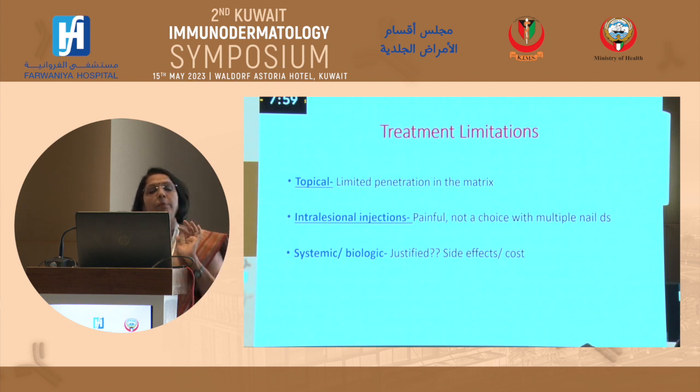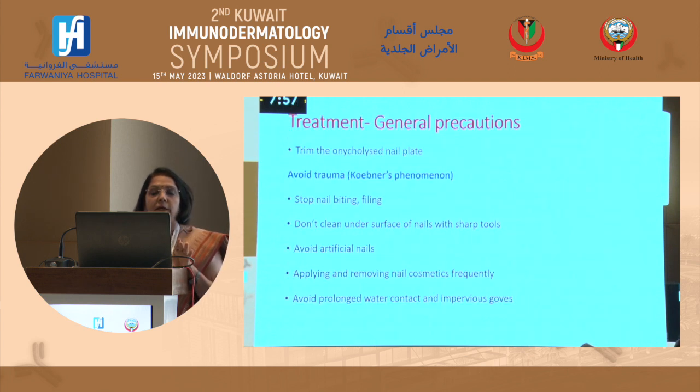So the general principles are: trim the onycholysed nail plate, and avoid Koebner's phenomenon in the form of trauma. So how can you avoid trauma? By stopping nail biting and filing, avoiding artificial nails, not using too many cosmetics or nail paint and removing them frequently, and avoiding cleaning the undersurface of the nails with sharp tools.